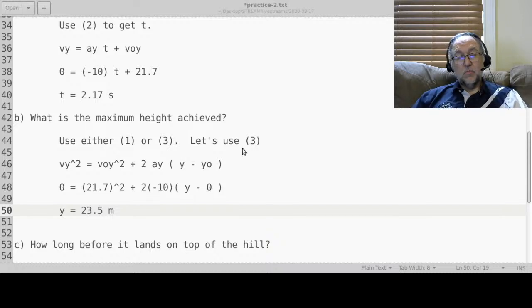This happens a lot when you solve these problems. At first, you don't have any choice. There's only one equation you can possibly use because there's too many unknowns. But then, once you get one thing, they start to unravel. In equation number 3, you have the final velocity squared in terms of the other quantities. The final velocity is 0, so Vy here is 0. V naught y was 21.7, the y component of the initial velocity. Ay was negative 10. y is the unknown that we're solving for, and y naught is 0.